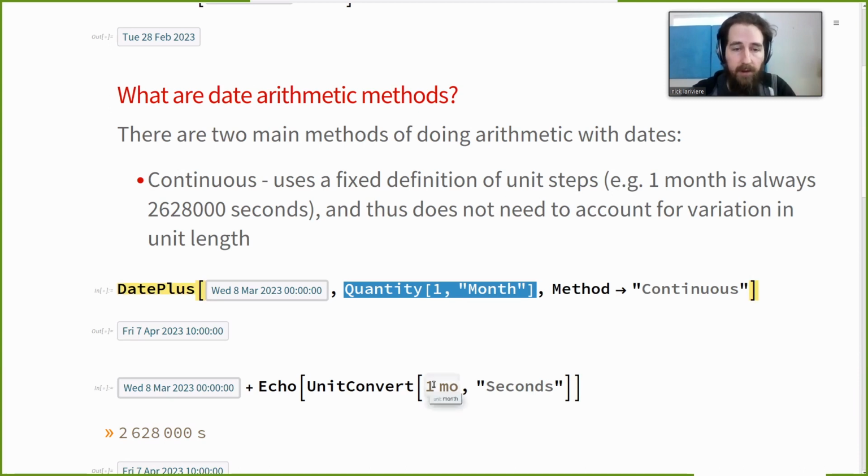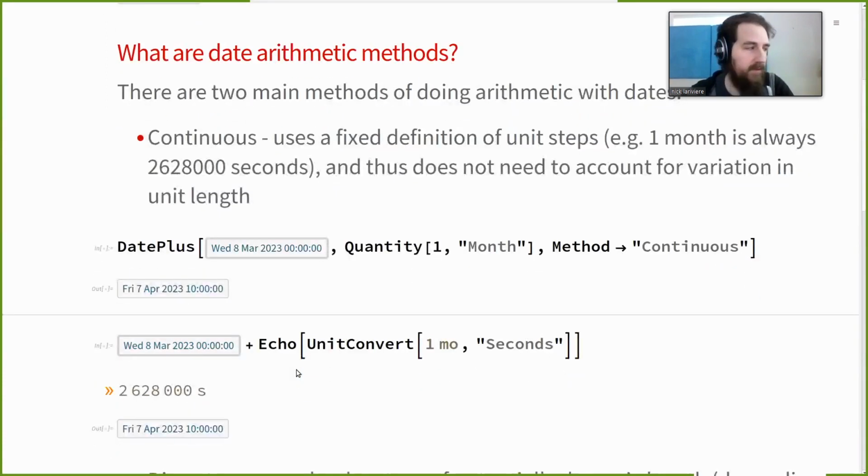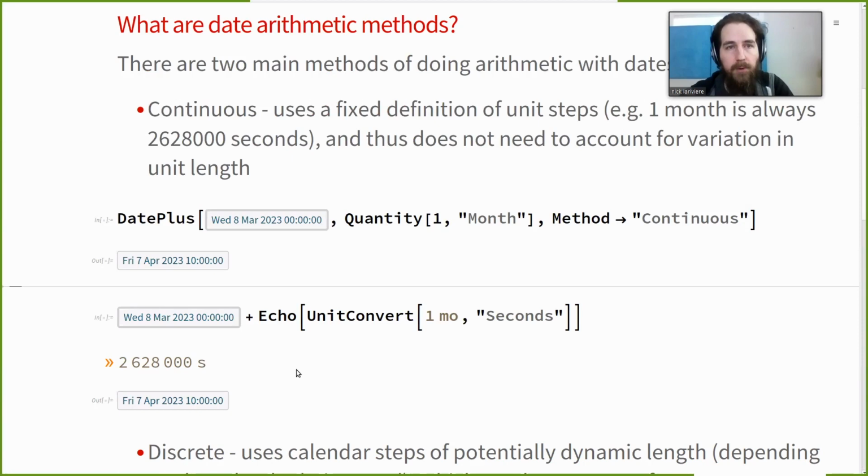So as I have here, if I say I want to convert 1 month into seconds, I get 2,682,000 seconds. This doesn't really cleanly map to how people typically think about doing arithmetic with dates. If I say I want a month from now, it's the 8th, so it should be April 8th instead of April 7th at 10 a.m. And for computers, working with everything in seconds, everything has a fixed fundamental definition that's really easy and convenient, but it just does not map well to human understandings of time and how things have been constructed historically.